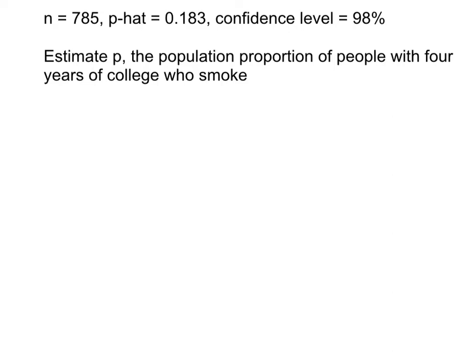And keep in mind what you're trying to do. You're trying to estimate P, which is the population proportion of people with 4 years of college who smoke. So we know that our confidence interval is going to be P hat plus or minus some error. And we already have P hat, so let's start filling in that confidence interval.